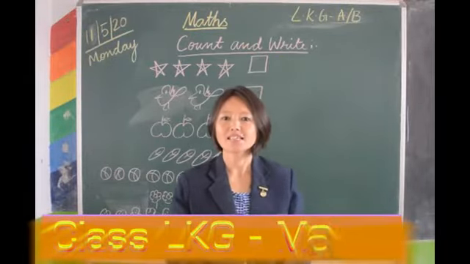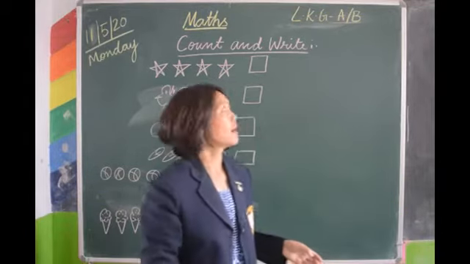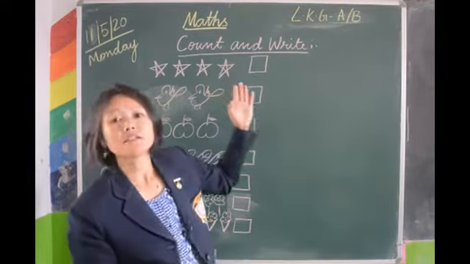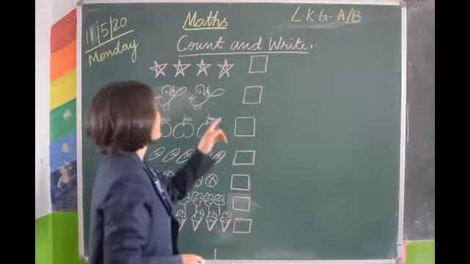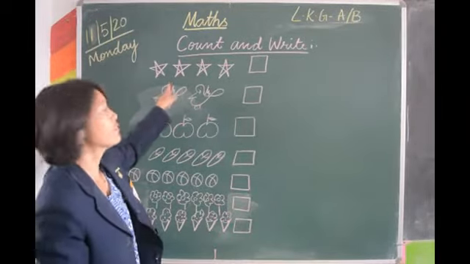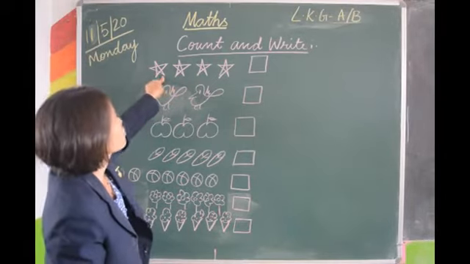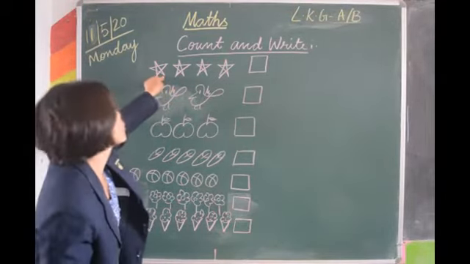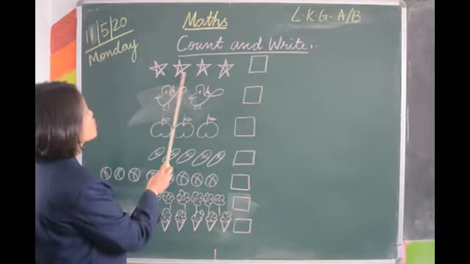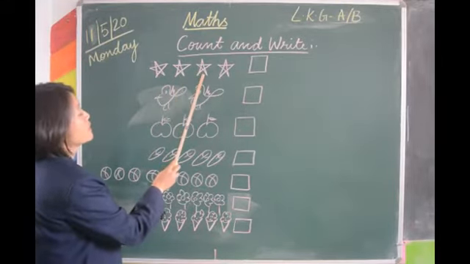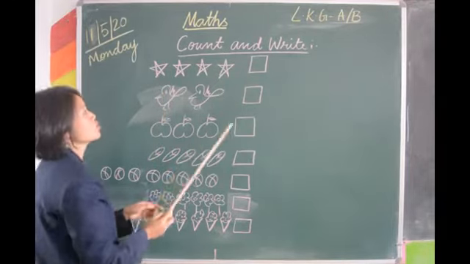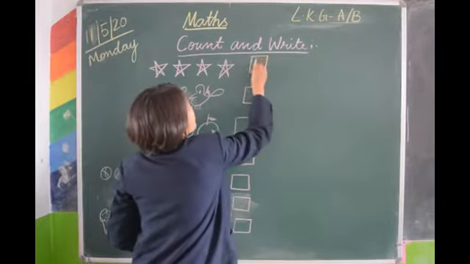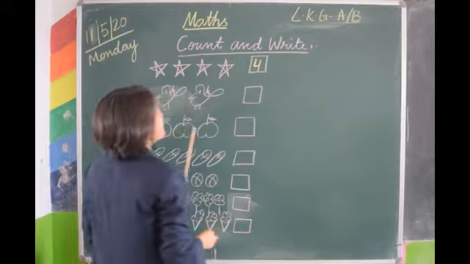For the mathematics class, and today you will learn about count and write. You need to count and write the numbers. So here we have stars out here. You have to count the stars: 1, 2, 3 and 4. So there are 4 stars. You need to write number 4 out here inside the box.